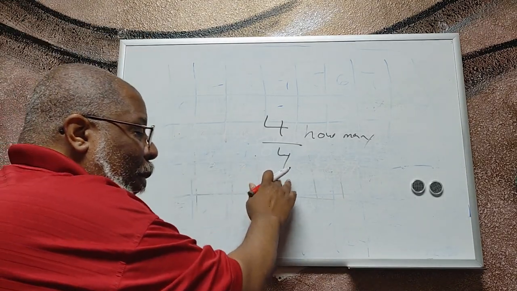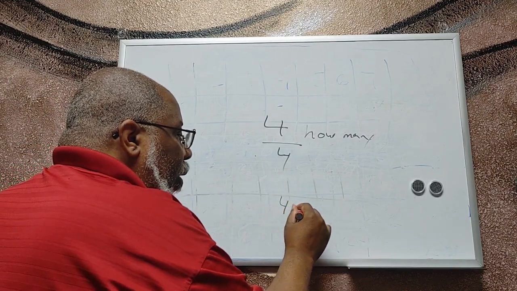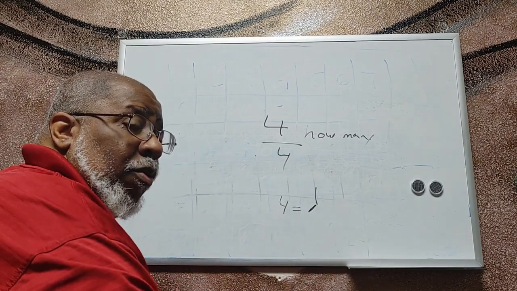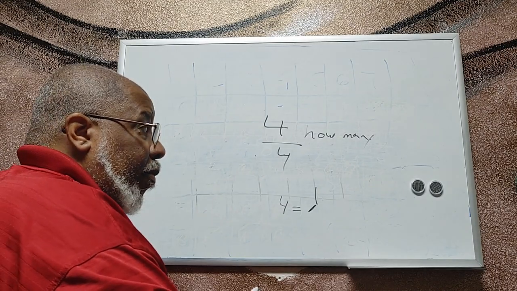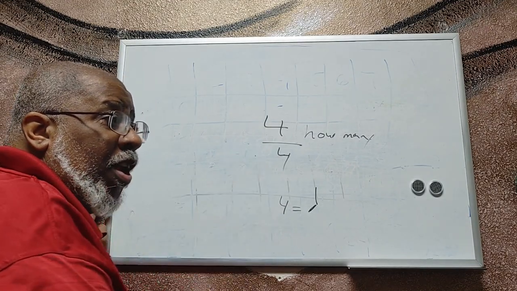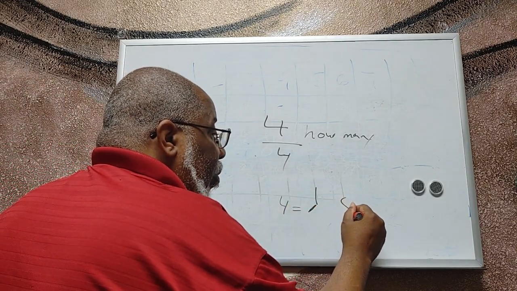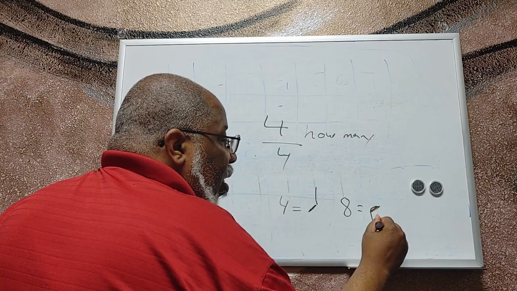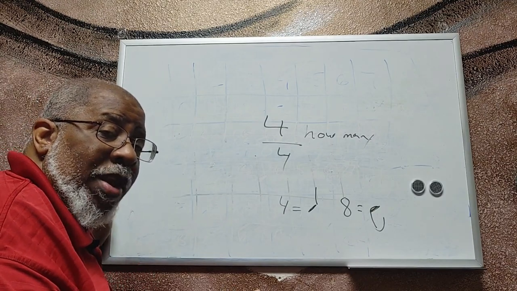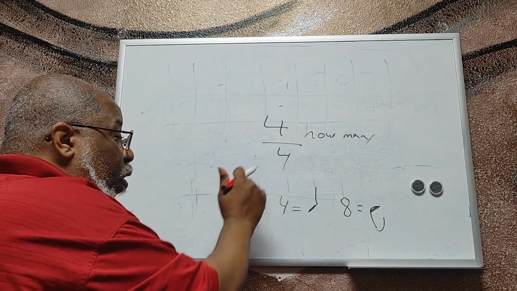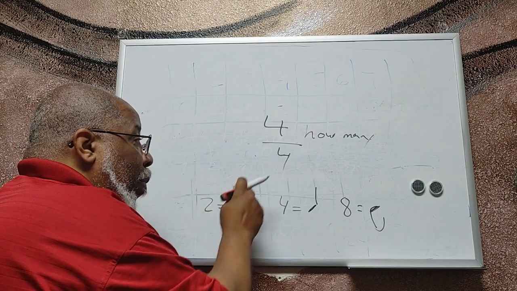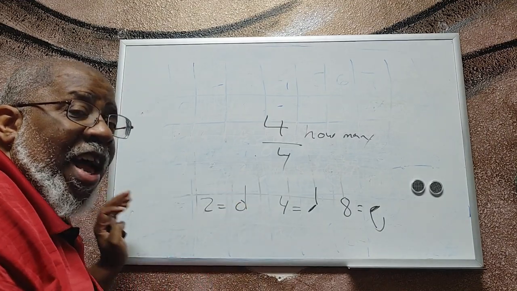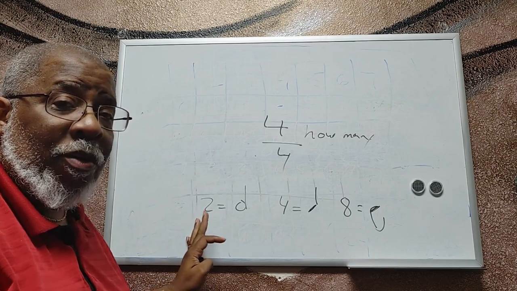If there is a 4 on the bottom, that tells me that a quarter note gets 1 count. Because there isn't always a 4 on the bottom. It could be an 8. If there's an 8 on the bottom here, that tells us that an eighth note gets 1 count. If there's a 2 on the bottom of the time signature, it tells us that a half note gets 1 count.